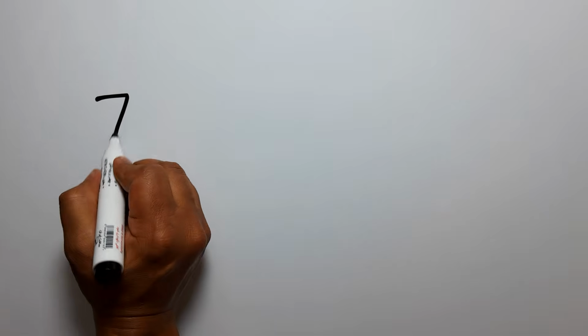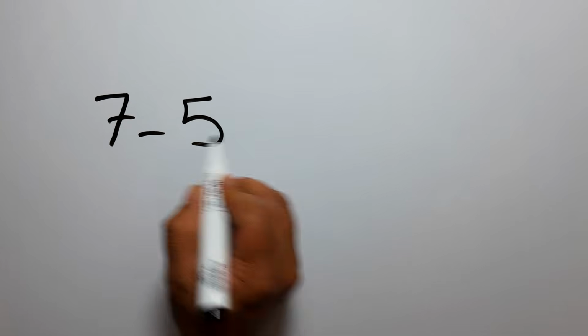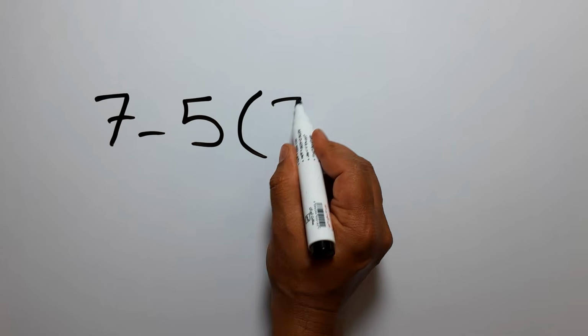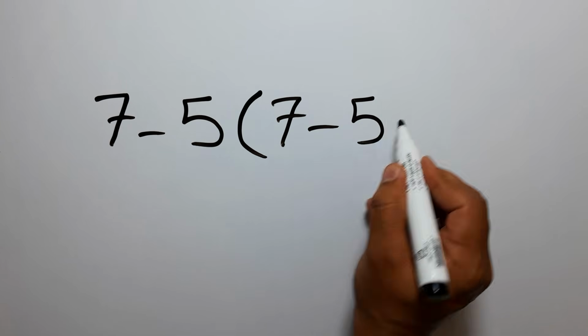Now it's your turn. Find the value of this expression. 7 minus 5 times 7 minus 5.